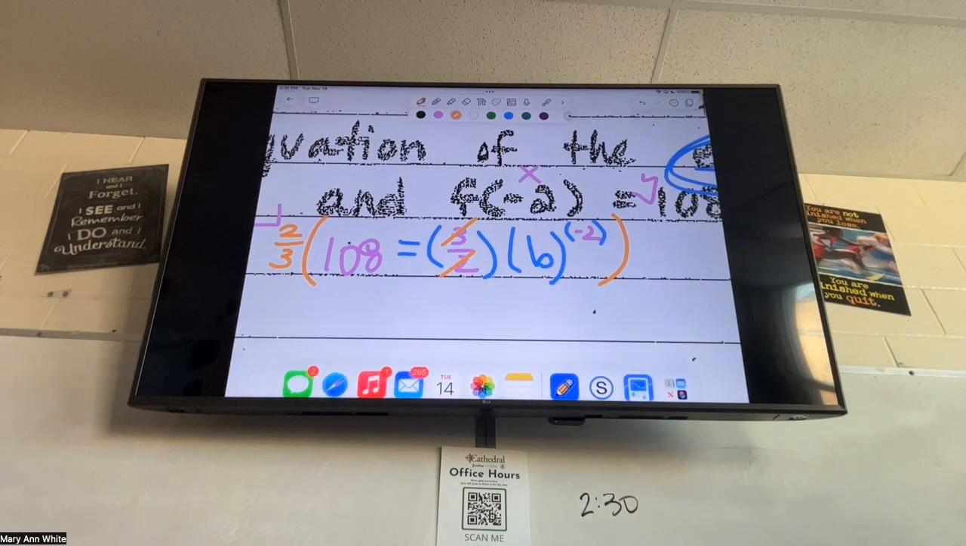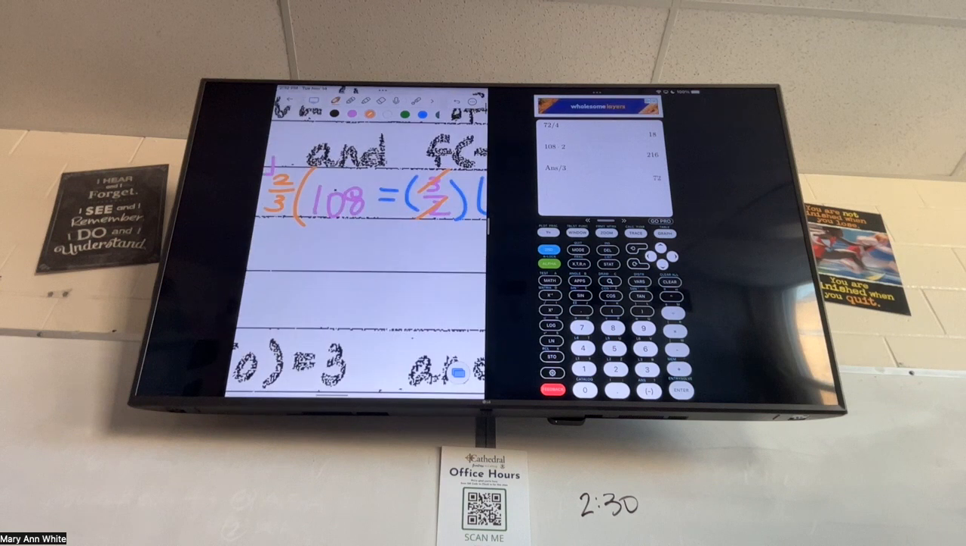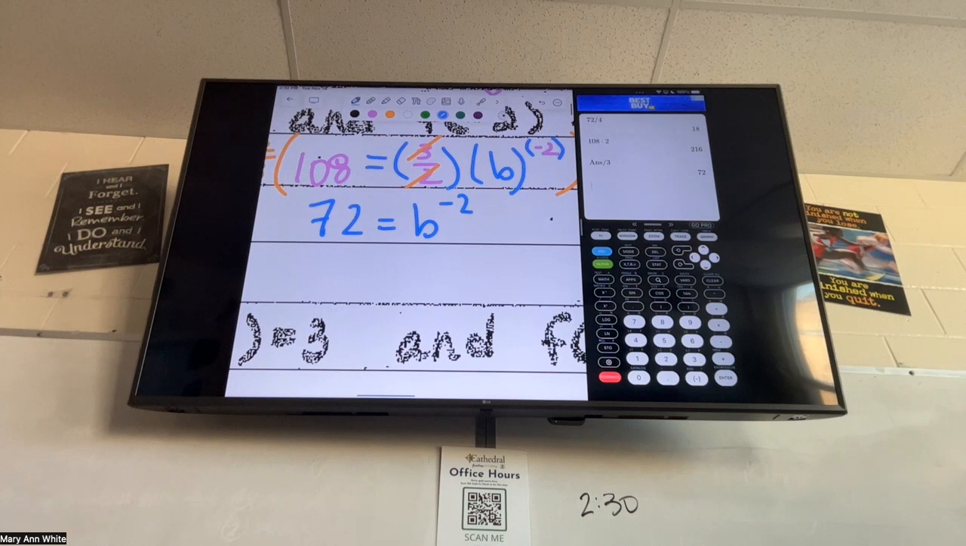And then I can get my calculator and I can do 2/3 of 108. 108 times 2 divided by 3, and I get 72. So 72 equals b raised to the -2nd. Now, if it was just b to the 2nd power, we'd be able to do a quick little square root and be done with it, but we can't here.